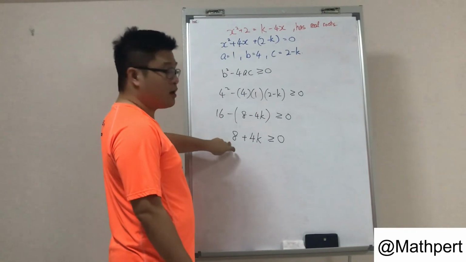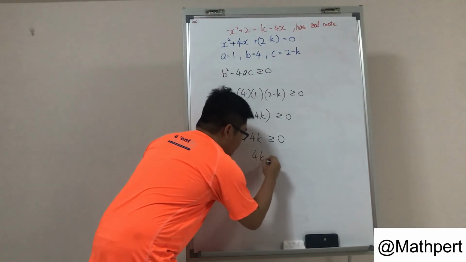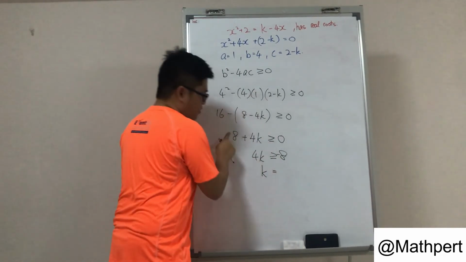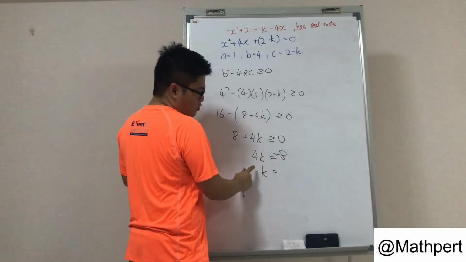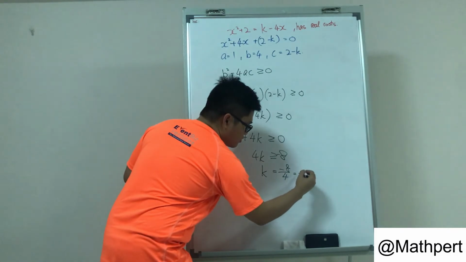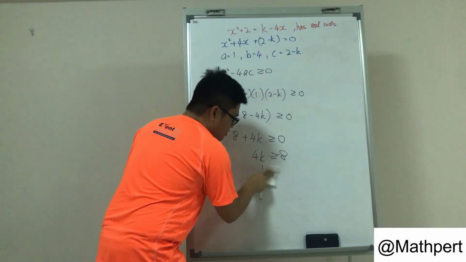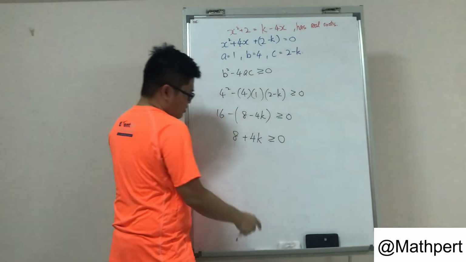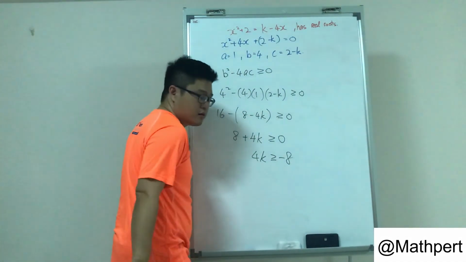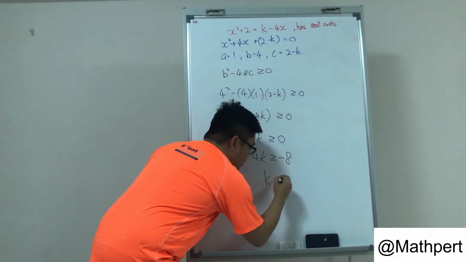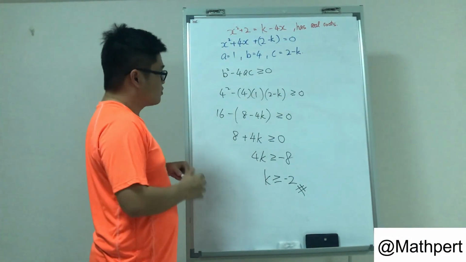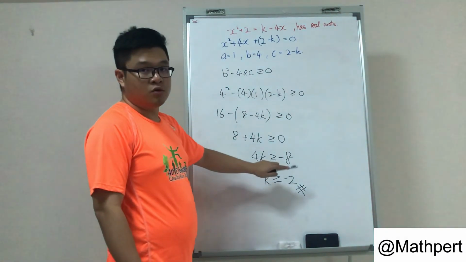Moving 8 to the right hand side, it becomes negative 8, so 4k is bigger than or equal to negative 8. Then moving 4 over, k is bigger than or equal to negative 2. So the answer for k is bigger than or equal to negative 2.